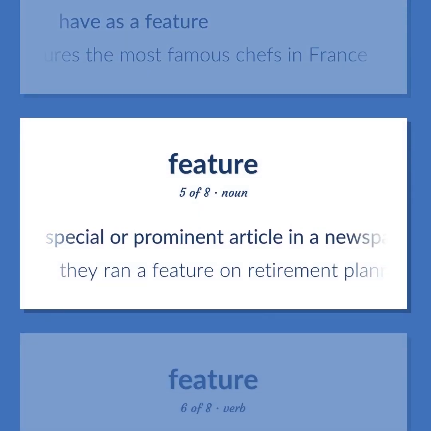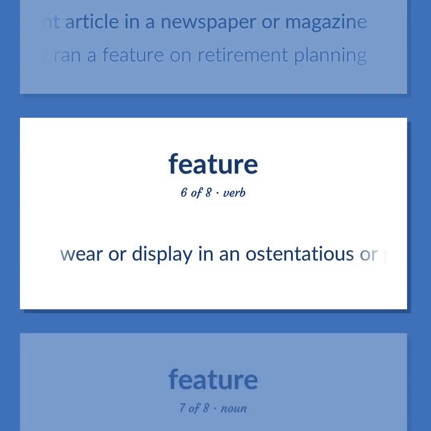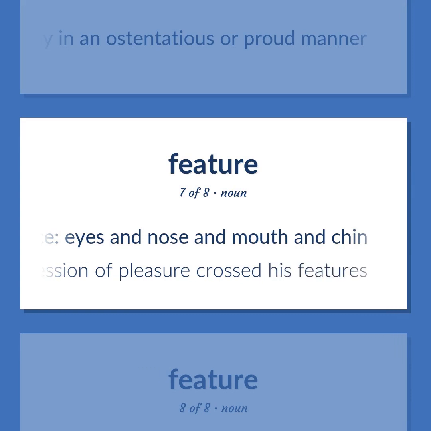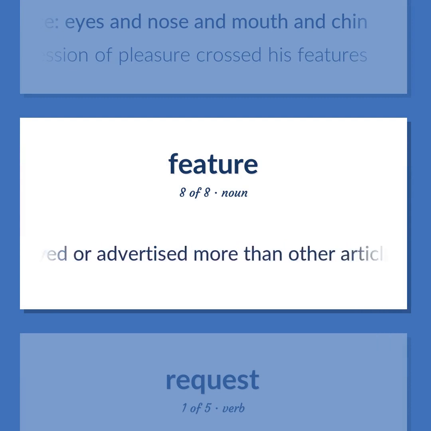A special or prominent article in a newspaper or magazine. They ran a feature on retirement planning. Wear or display in an ostentatious or proud manner. The characteristic parts of a person's face, eyes and nose and mouth and chin. An expression of pleasure crossed his features. An article of merchandise that is displayed or advertised more than other articles.